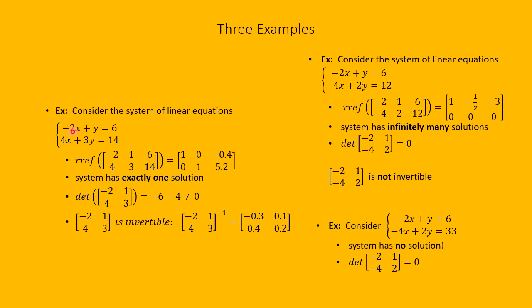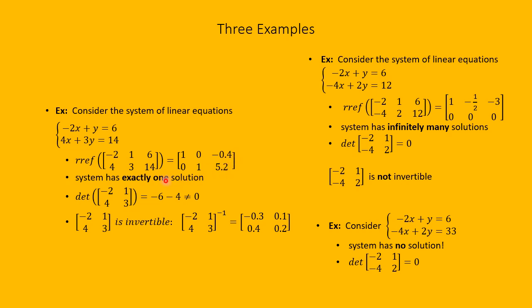Let's consider this system of linear equations. Minus 2x plus y equals 6, 4x plus 3y equals 14. Here is the augmented matrix for this system of equations, and if we look at the reduced row echelon form of this matrix, it turns out to be this matrix. And this matrix says that 1 times x equals minus 0.4. This equation says 1 times y equals 5.2. So x is minus 0.4, y has to be 5.2.